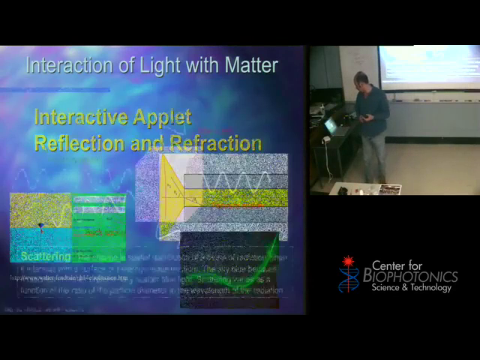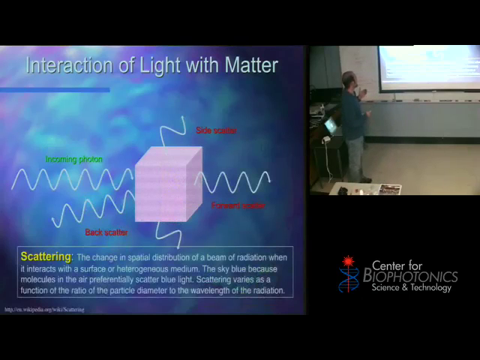So, the other thing that can happen is scattering. And scattering is basically, I've got an incoming photon, it hits this material, and some of it goes to the side, some of it goes forward, some of it comes back. And it basically varies as a function of the ratio of the particle diameter to the wavelength of the radiation. So depending on what light I bring in and the size of the particles that make up this material, I'll get different amounts of forward scattering, side scatter, back scatter. Let me show you an example of that.